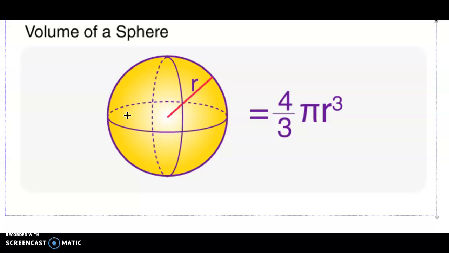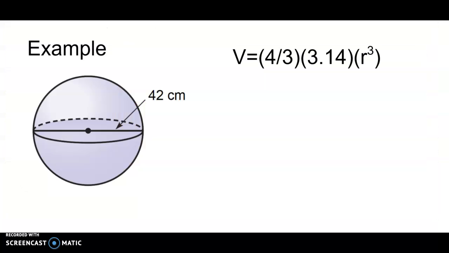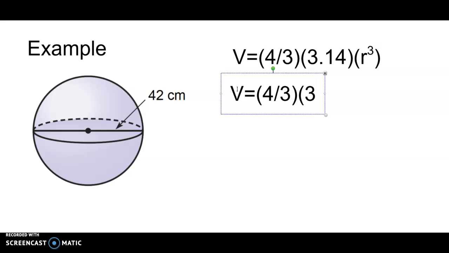So now we're going to do a quick example where we only use the radius, obviously. As previously stated in other videos, I am using 3.14 for pi because this program I cannot find the pi symbol. I can see that the radius is 42. So I have volume is equal to 4/3 times pi times 42 cubed, which is a pretty big number.